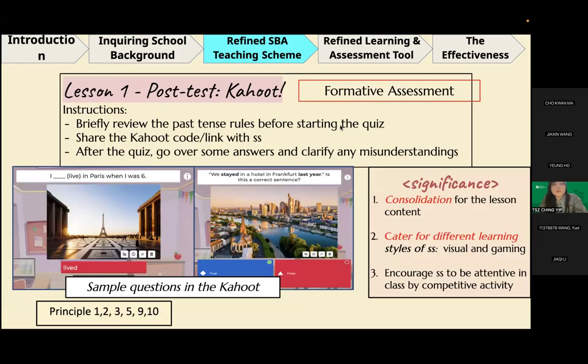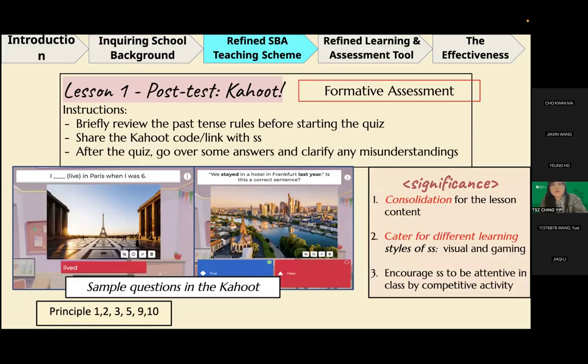So for the post-test, it's the Kahoot game, which is a formative assessment, and it will help students briefly review the past tense rules before starting the quiz, and share the game code with students. And after the quiz, the teacher will go over some answers and clarify any misunderstandings from the quiz. And there are some sample questions in the Kahoot, and you can consolidate the lesson content for students and cater for different learning styles of students, since some of them may be good at visual and gaming.